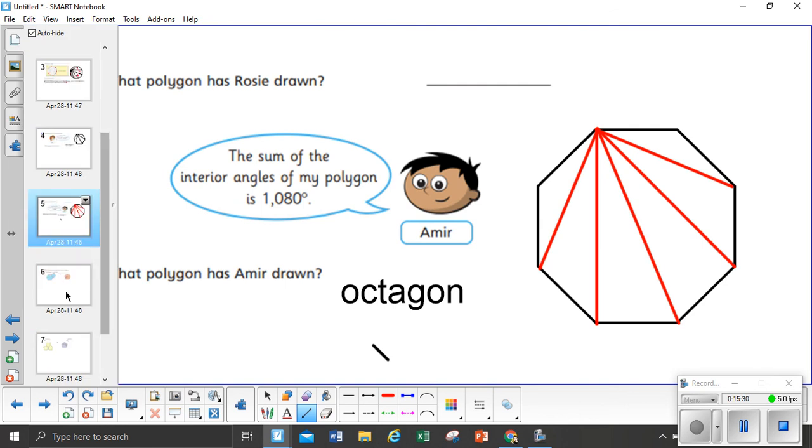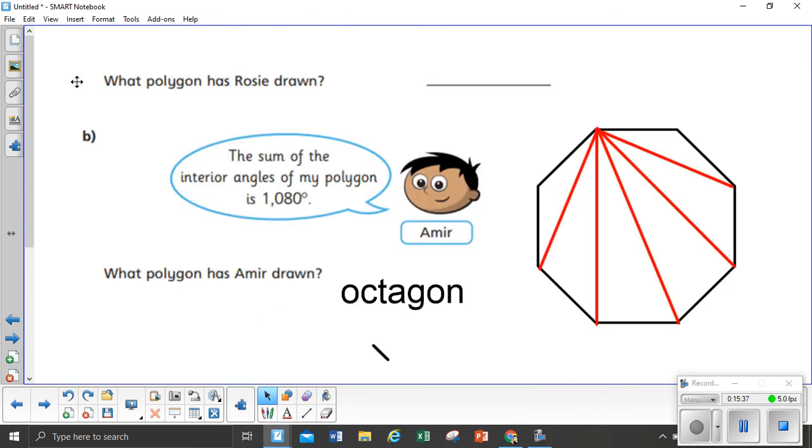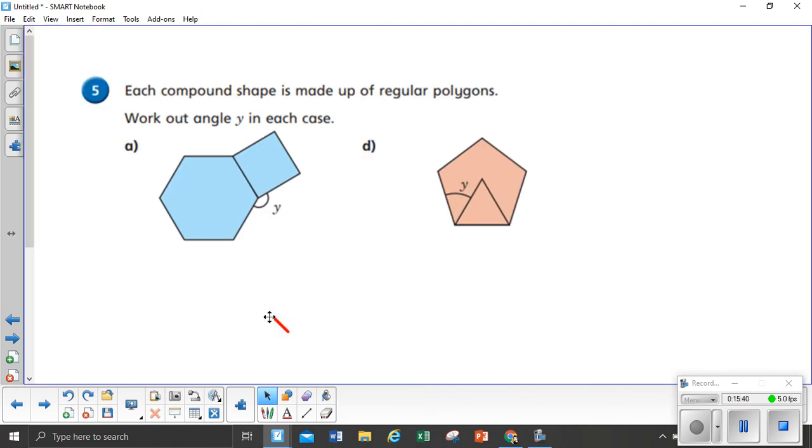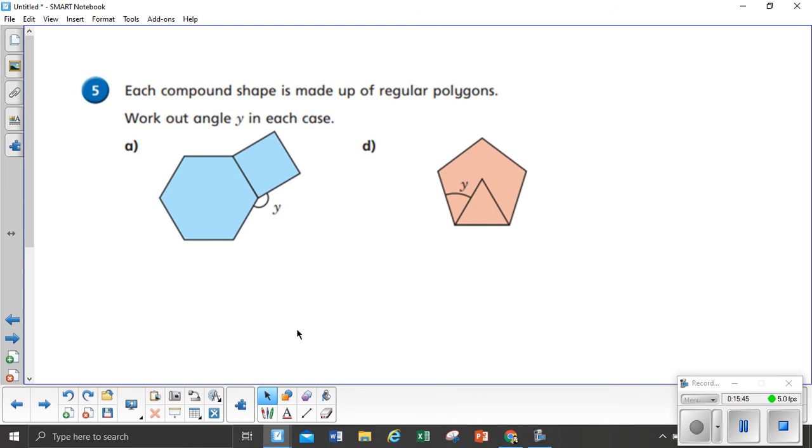Next question. Right, each compound shape is made up. Oh, it's not going very well, is it? Okay. Each compound shape is made up of regular polygons. Now this bit's really important. Okay. If it's regular, all sides and interior angles are going to be the same. This only works if it's regular. So each compound shape is made up of regular polygons. Work out angle Y in each case.